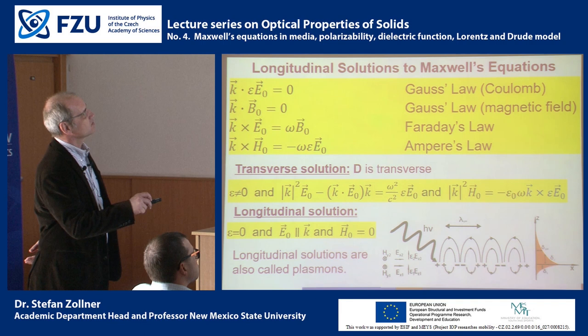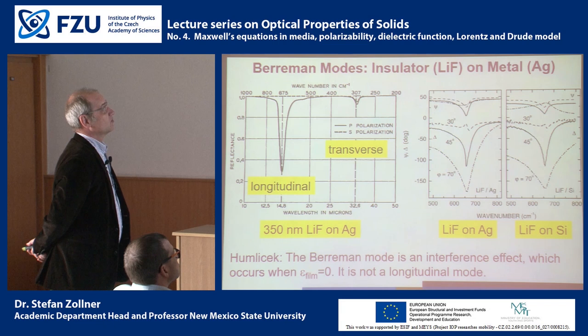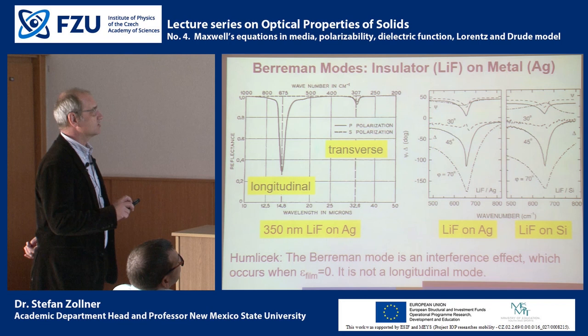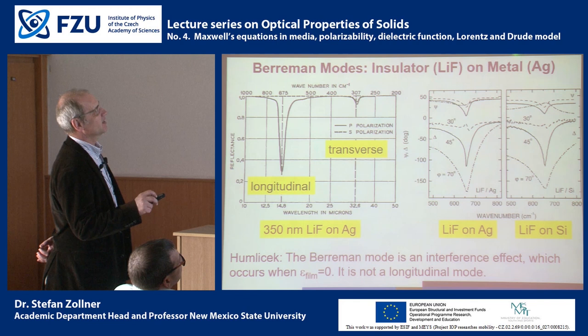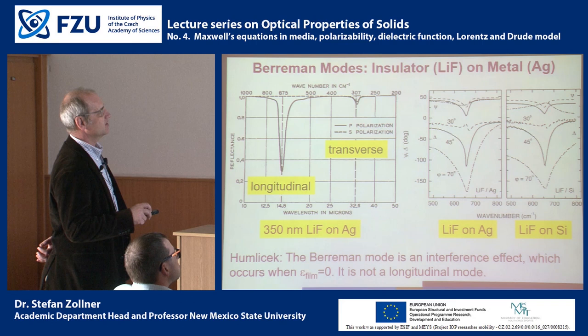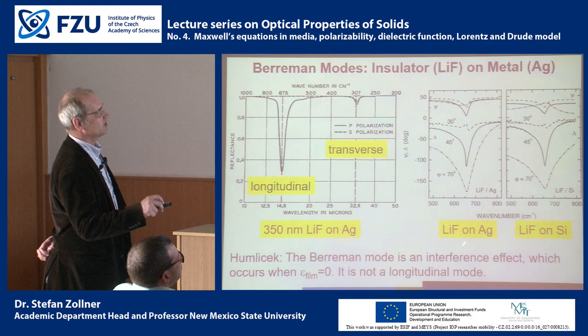So one example of these longitudinal solutions is if you have an insulator on a metal, and the standard example is lithium fluoride on silver. That's an example from 1963, Berryman. And over here, I'm showing you lithium fluoride on silver from Humlicek, 1999.